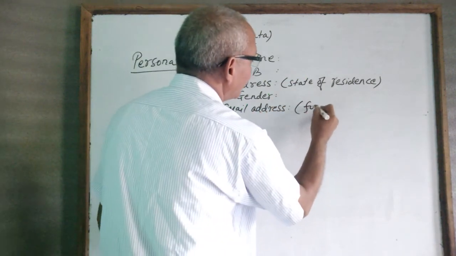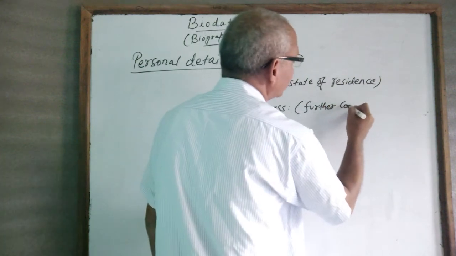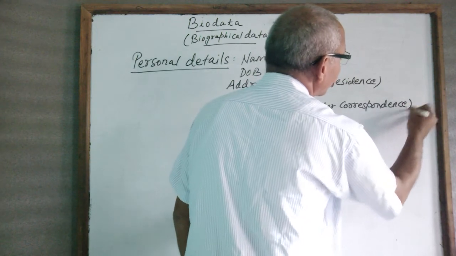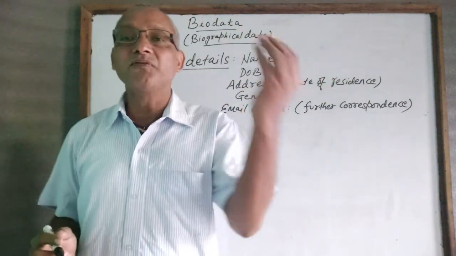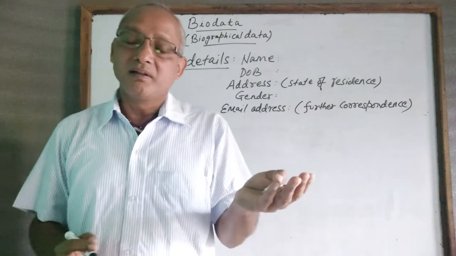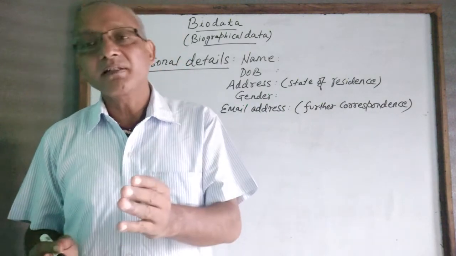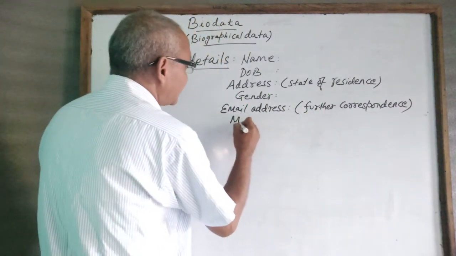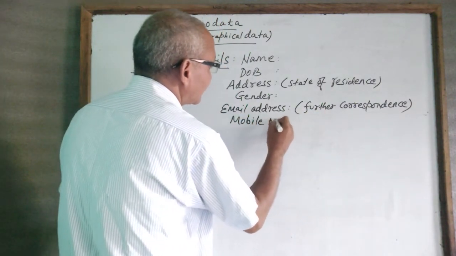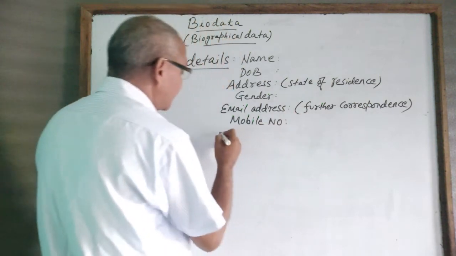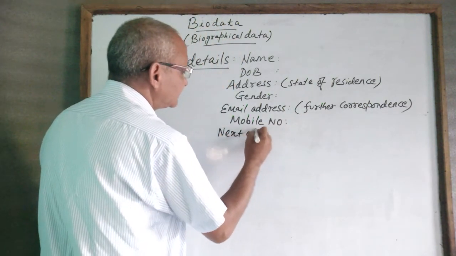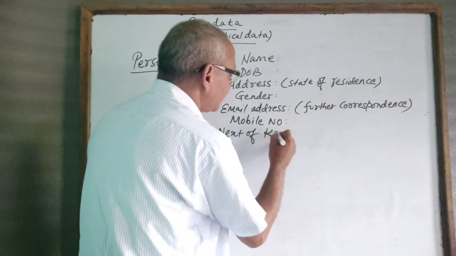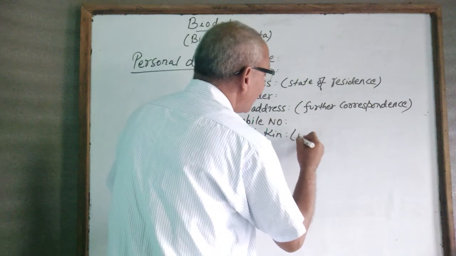Because this is for further correspondence, and it will be easy for the person to contact you. Okay? And your mobile number. Now, the next of kin. Now, this is something very, very important. Next of kin means mobile number.